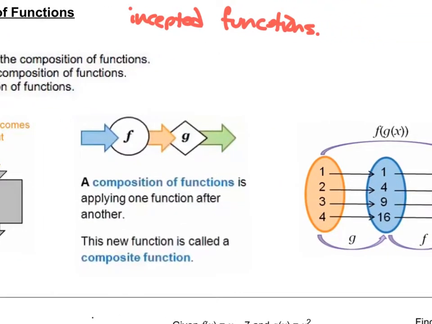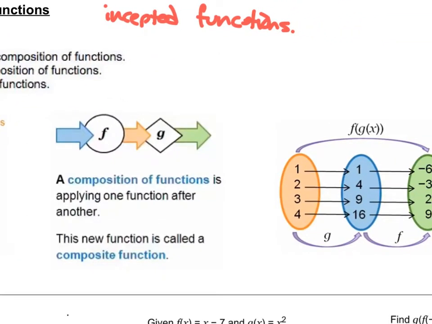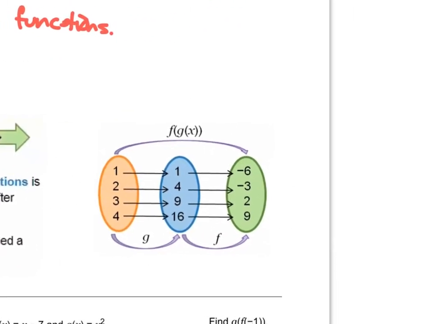And then you have this other graphic here, and it says we evaluate the function f, we take that y value from function f, plug it into function g, evaluate that, and get a new y value. So a composition of functions is applying one function after another. This new function is called a composite function, a function within a function.